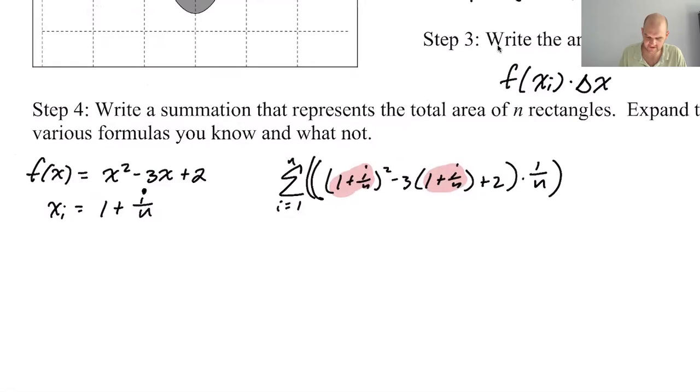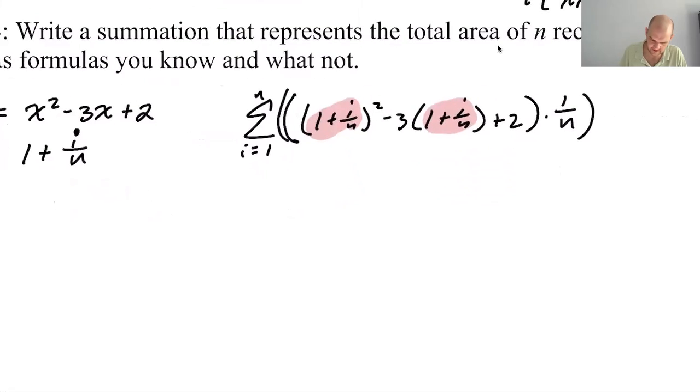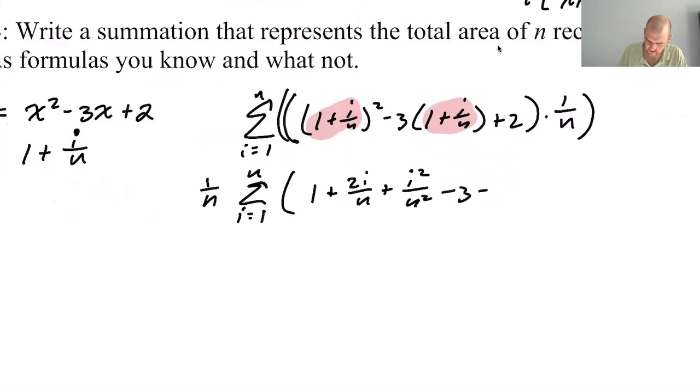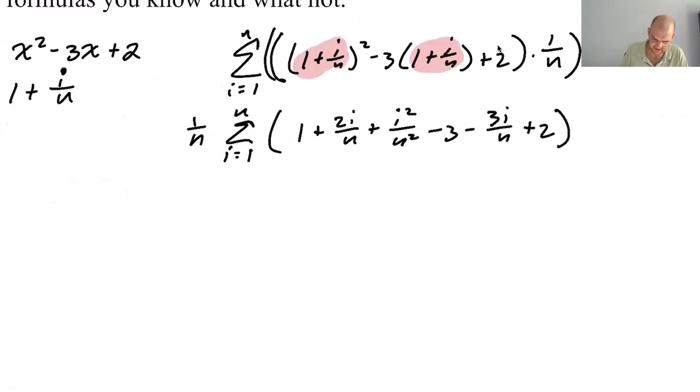So I highlighted everything that's x sub i, so I can see it's x sub i squared minus 3 x sub i plus 2. That's definitely plugging into the function. So now we expand. I'm going to take out 1 over n because it's just in the way. You could actually start with it outside if you wanted to. All right, square the first. Multiply them together times 2. Square the last. Minus 3 minus 3i over n plus 2. That's part of why we take out that 1 over n, so it's not in the way.